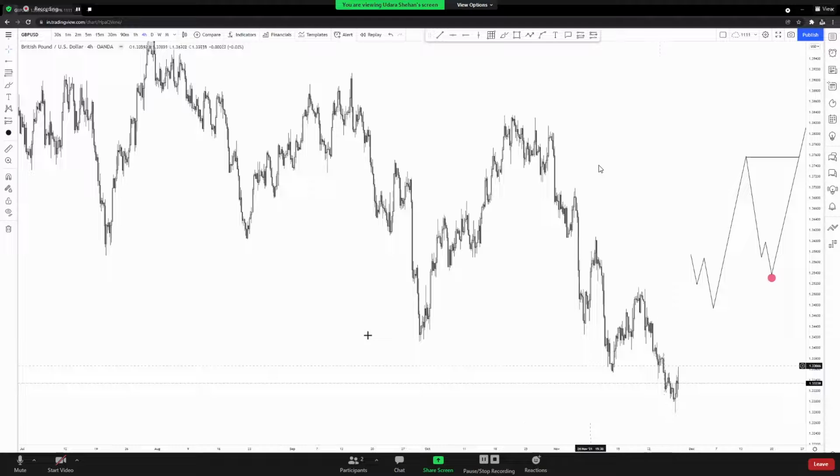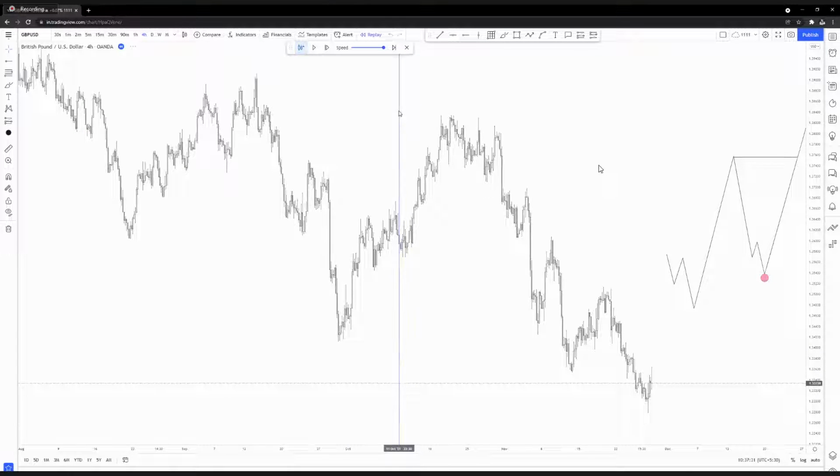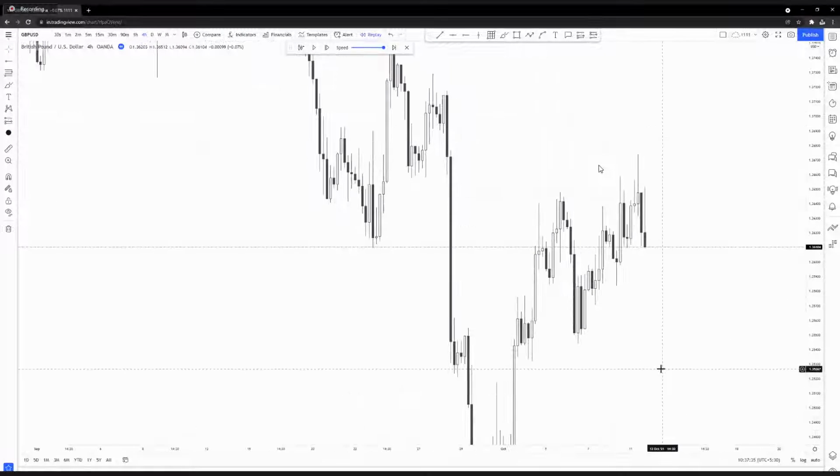Now, let me show you a nice example. So let's say we were right here. Now look at this little bit of price action.